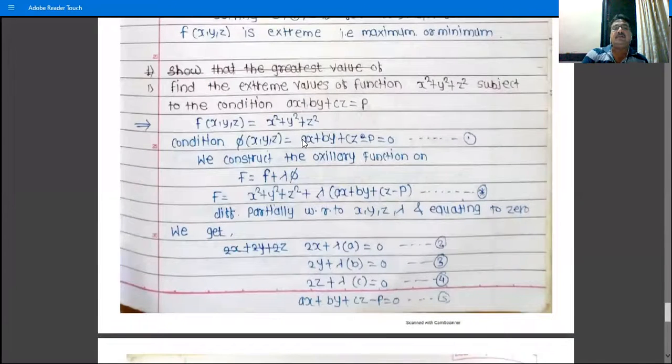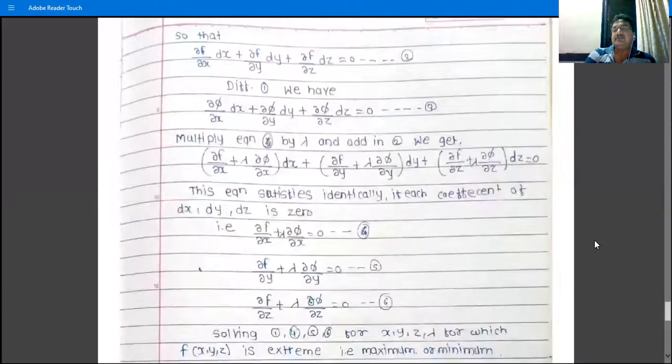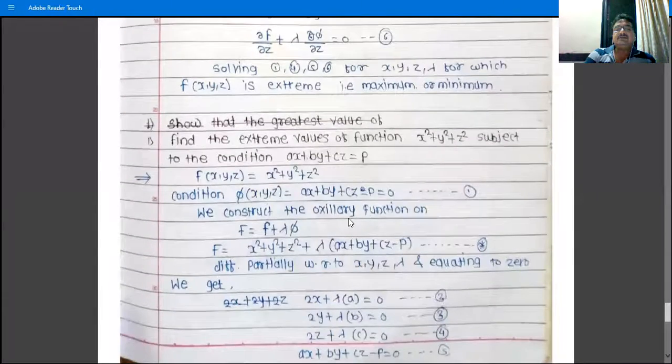There are two methods under this Lagrange's method. This is the first method. Consider this function as f(x,y,z) and the condition as phi(x,y,z), that is ax + by + cz - p = 0. So we have this function and this condition phi(x,y,z) = 0.